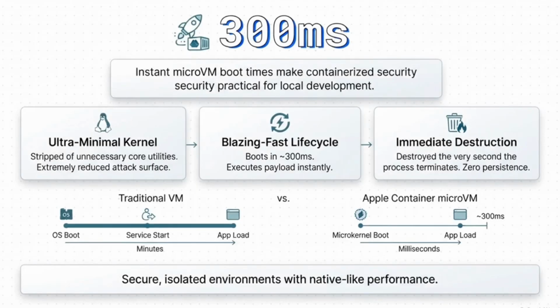Now, you might be thinking, spinning up a dedicated VM for every single command? That's going to be incredibly slow, right? Well, an Alpine Linux container boots in about 300 milliseconds. Because each micro VM uses an ultra-minimal Linux kernel stripped of unnecessary core utilities, the lifecycle is blindingly fast. It boots, executes the payload, and is destroyed the very second the process terminates.